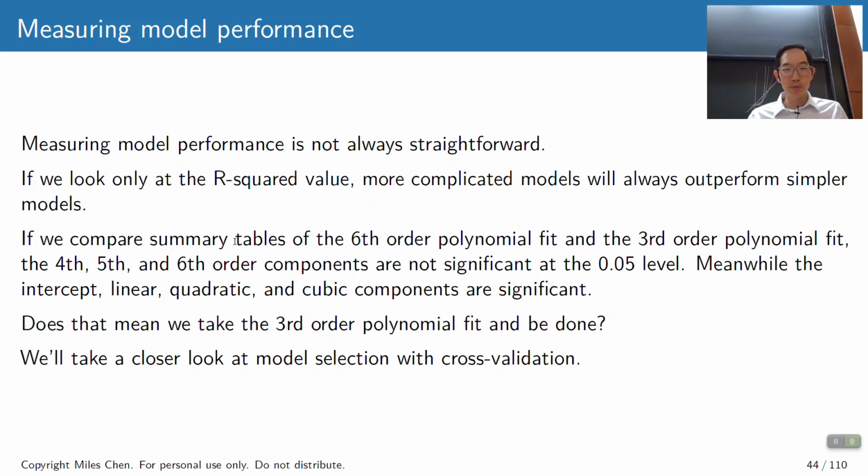And this is basically what we know: if we only look at the R squared value, then the more complicated models are the ones that are going to get selected, because more complicated models will always outperform the simpler ones, okay? But we have to take into account things like the summary tables and whether these things are statistically significant and so on and so forth. And so what we're going to do is measure and evaluate our model performance and use cross-validation as a tool for selecting which model to use.